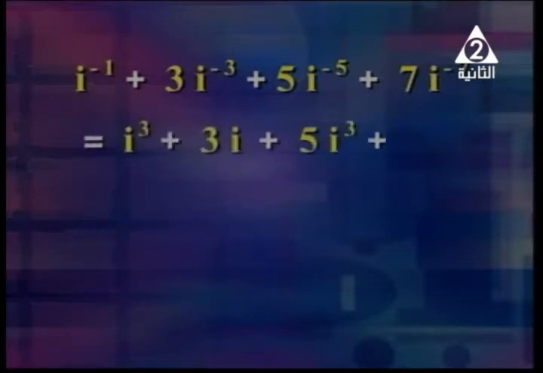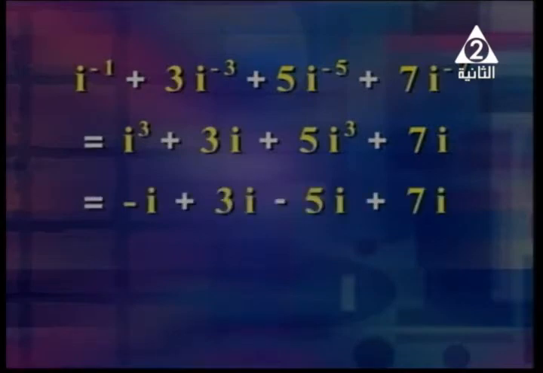So i power negative 1 plus 3i power negative 3 plus 5i power negative 5 plus 7i power negative 7 becomes i plus 3i plus negative 5i plus 7i. We add them, and the answer is 4i.